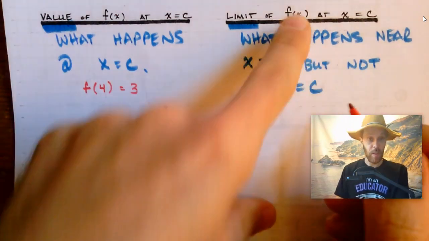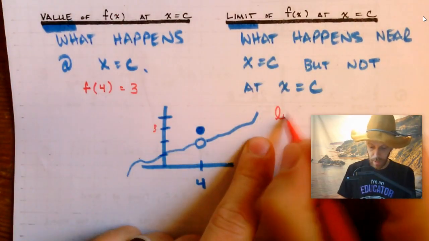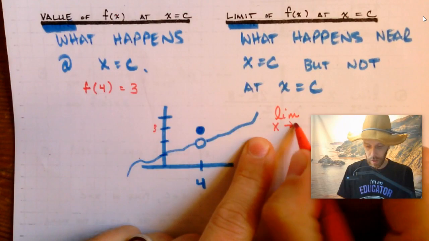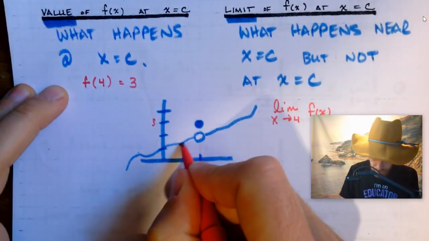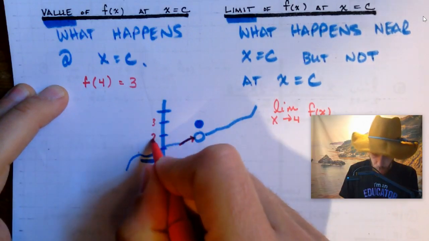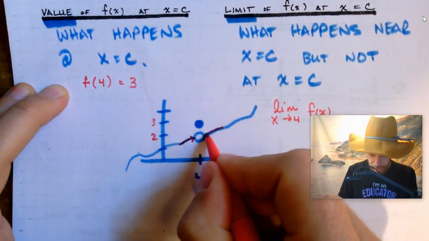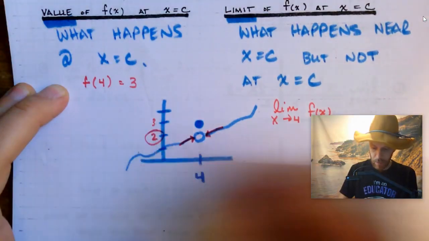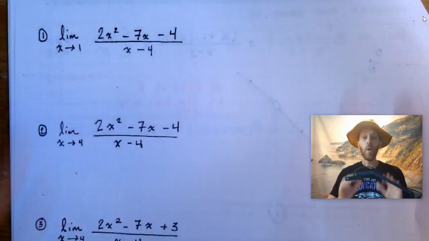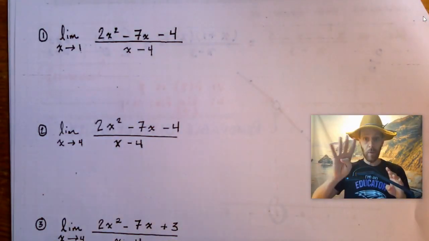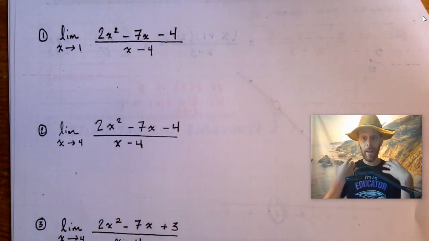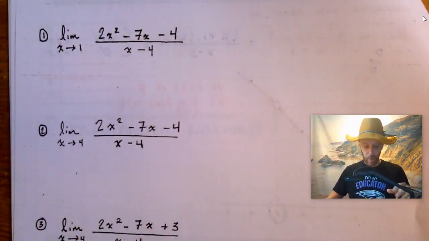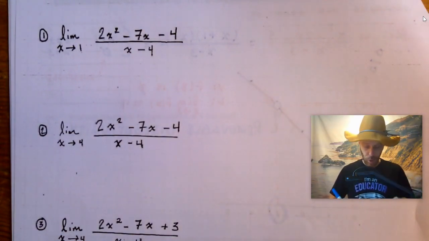But if I asked you what is the limit at 4, you would say the limit as x is approaching 4 of this function is, well, on this side it's getting close to a y value of 2, and on this side it's also getting close to a y value of 2, so the limit would be 2. We're going to work through 4 examples. These 4 examples are going to show you all the different ways you can deal with algebraic limits, and then we're going to generalize at the bottom of the page.